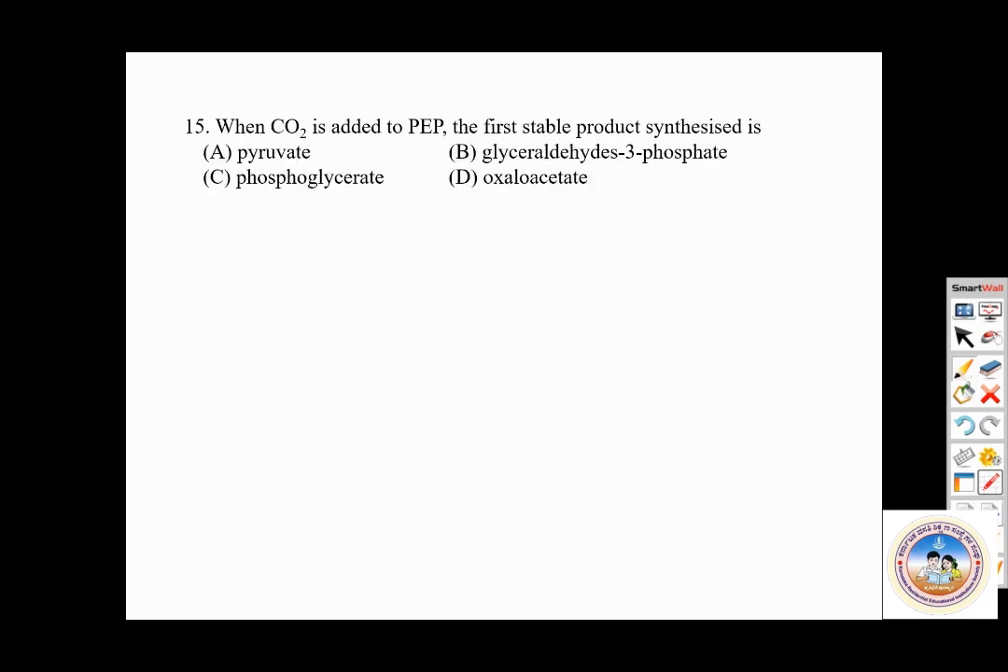When carbon dioxide is added to PEP, that is your phosphoenol pyruvate, what will happen? The first stable product synthesized is nothing but your C4 compound. Am I clear to you? It is nothing but your oxaloacetate that will be formed.